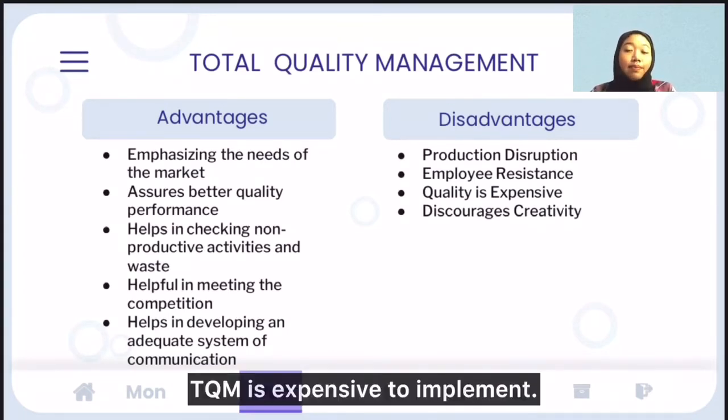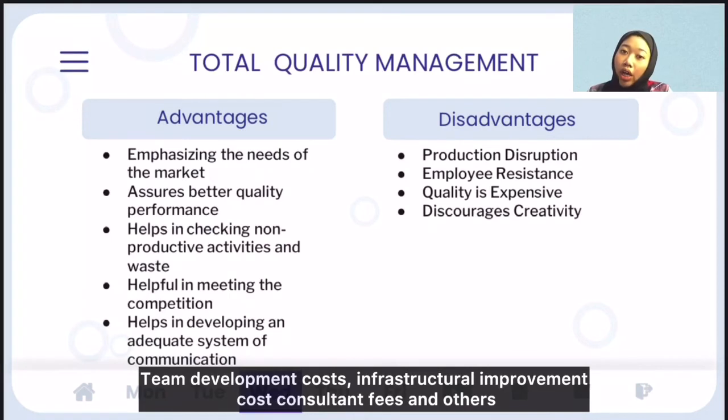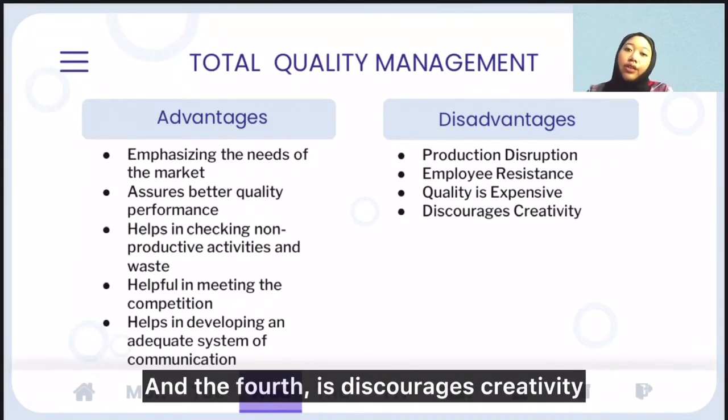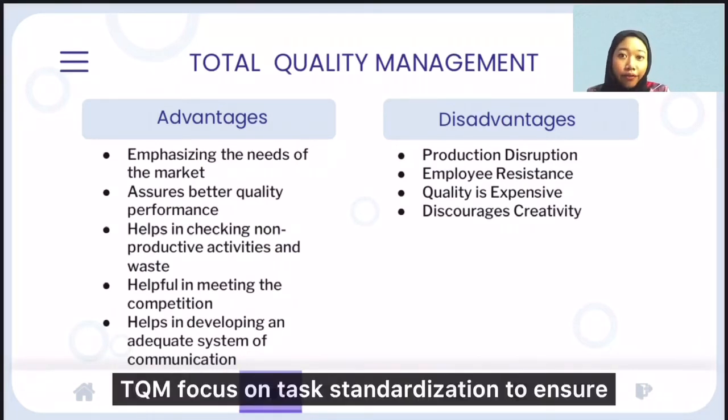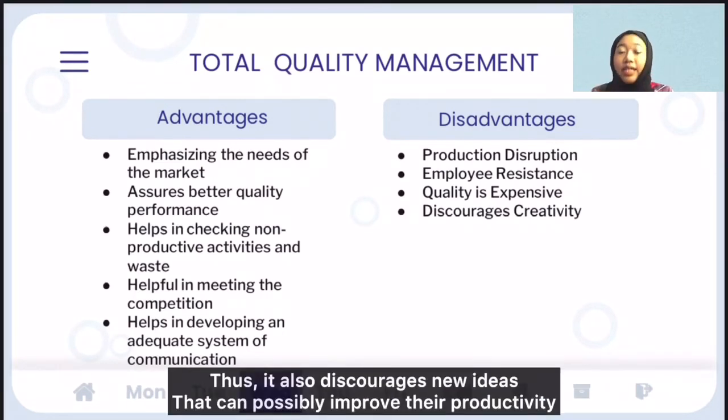Next is that quality is expensive. TQM is expensive to implement. This is because implementation often comes with additional training costs, team development costs, infrastructural improvement costs, consultant fees, and others. And the fourth is that it discourages creativity. TQM focuses on task standardization to ensure consistency, which discourages creativity and innovation. Thus, it also discourages new ideas that can possibly improve productivity.